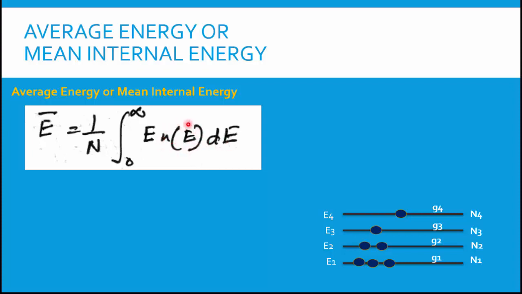So what does this n function of E mean? It means not the total number of electrons. It means the number of electrons in that energy level. So in this example, what is the number of electrons in this energy level E1? I will have 3. What is the number of electrons in the E2 energy level? 2. So what I'm going to do is 1 by N. What is the total number of electrons? 3, 2, 5, 6, 7. So n, the number of electrons present in that energy level, is multiplied by the value of that energy, and this will carry on from 0 to infinity. So this is the definition of mean internal energy.